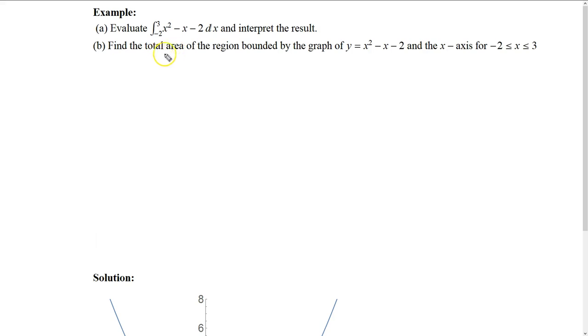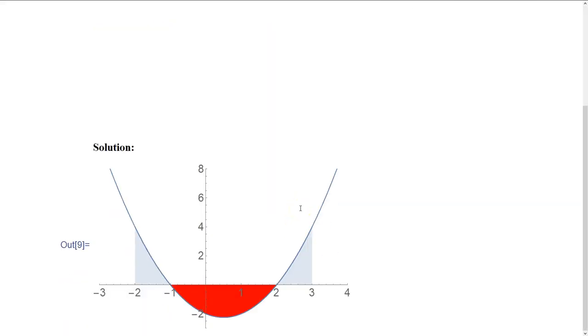Now for part B, we want to find the total area of the region bounded by the graph of this function and the x-axis for x between -2 and 3. So if we move down to the picture here again, our graph, for part B, what we actually want to find is A1 plus A2 plus A3. So that's what the answer to part B is going to be. Keep in mind the answer to part A gave us A1 minus A2 plus A3.